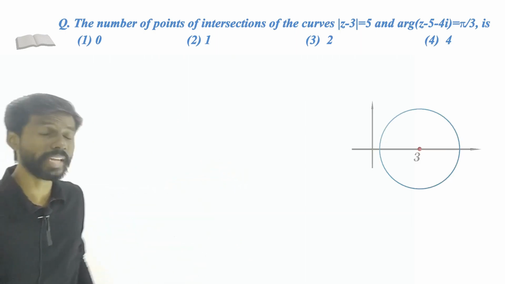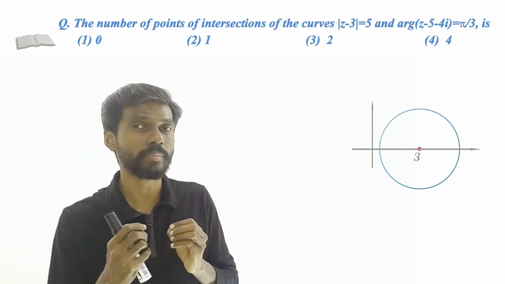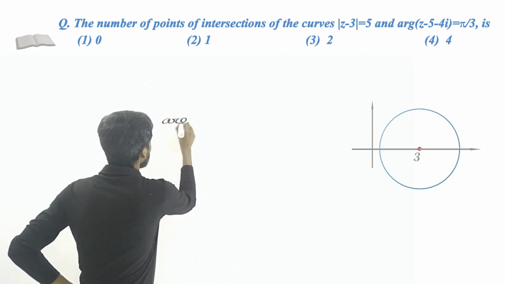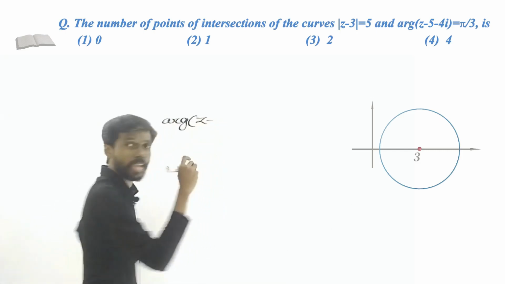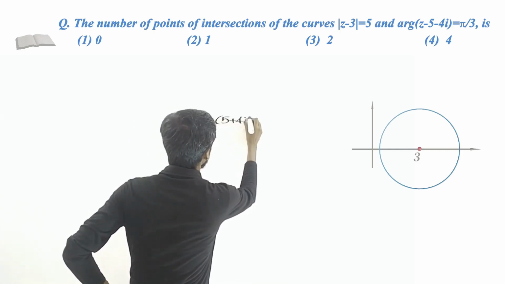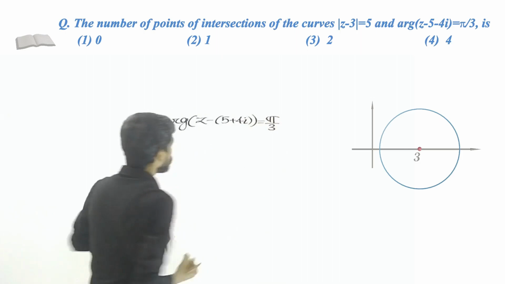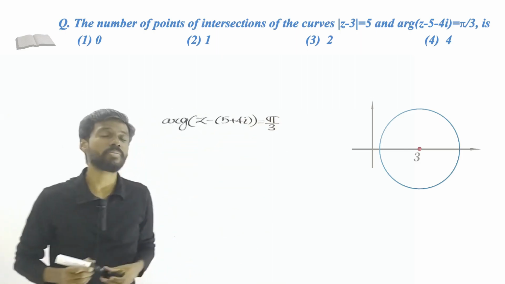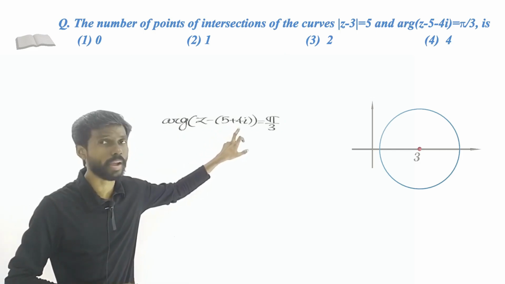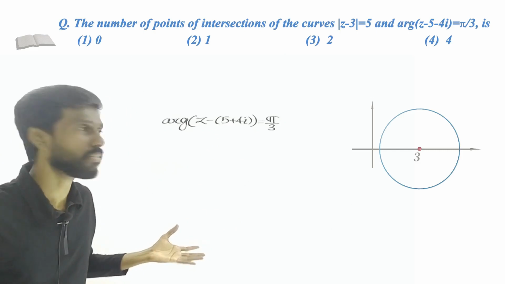Drawn. Next one is of the form argument of z minus a equal to alpha, right? So it is of the form argument of z minus a, that is z minus 5 plus 4i, equal to alpha, which is pi by 3. So argument of z minus a equal to alpha is a ray, right, which starts at the point 5 plus 4i. Then you have to draw this and find the number of intersections. This is a line, right?